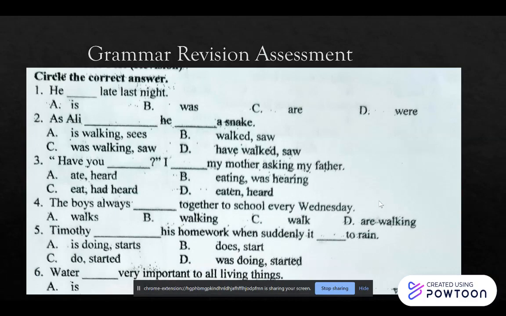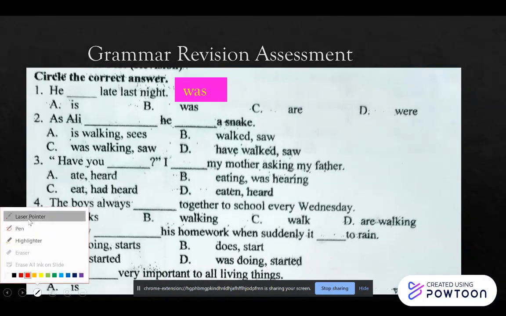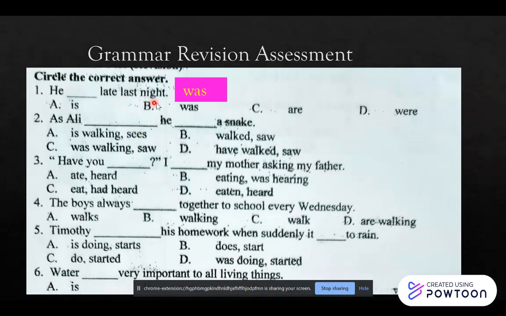Shall we look at the first one? The first one is a past tense. Yes, it's correct, it's a simple past tense. So if it's a simple past tense, what is the answer? What is the verb? Shall we look at the answer now? That's the answer: He was late last night. So how did you get the answer? You need to look at the keyword. The keyword is last night. Okay, let's move on.